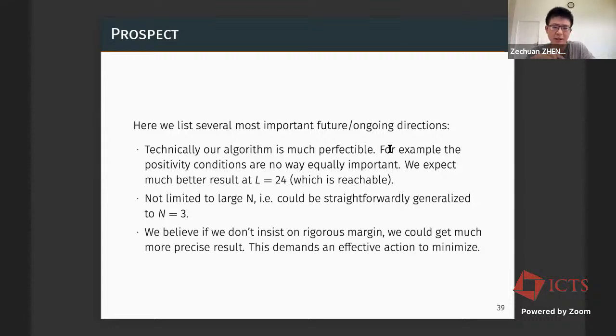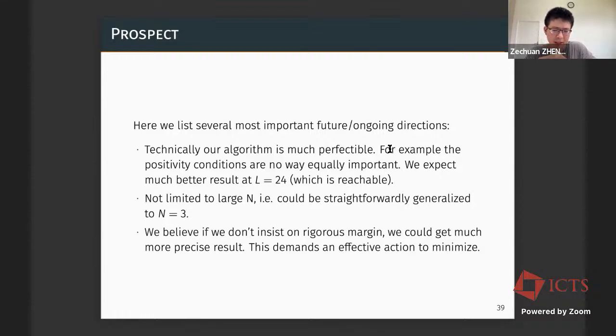The second point is our scheme. This is not at all limited to large N, as you can see from the toy model. As long as you have a positive measure, this will work. So we can expect that we can directly bootstrap matrix models at N equals 2 and N equals 3, which means the SU(2) matrix model, the SU(3) matrix model, or SU(2) and SU(3) lattice Yang-Mills theory.